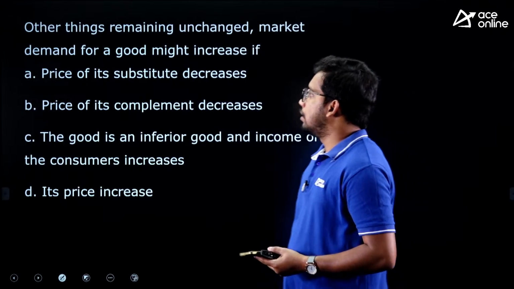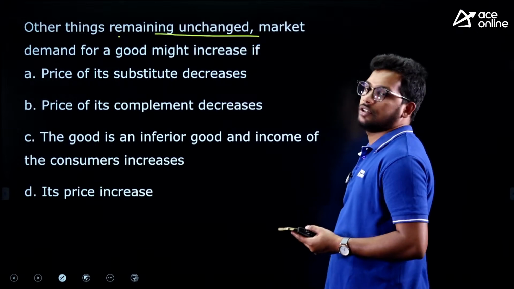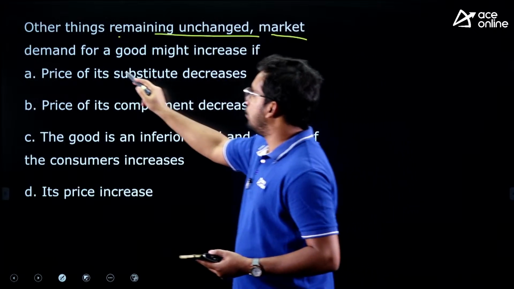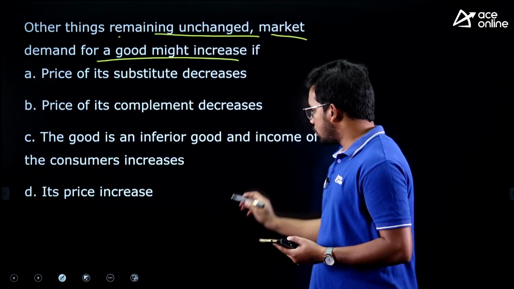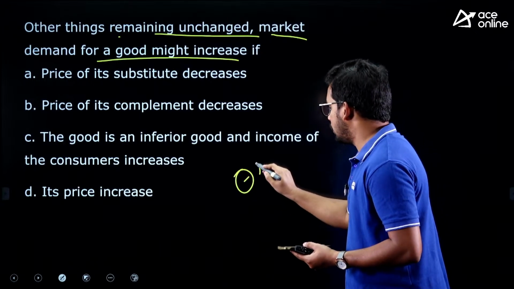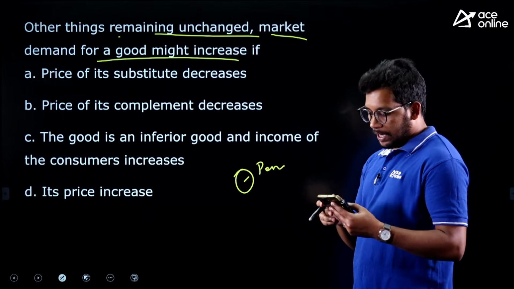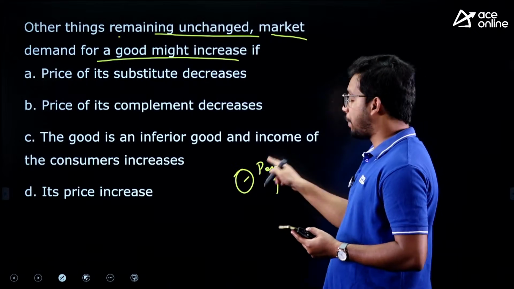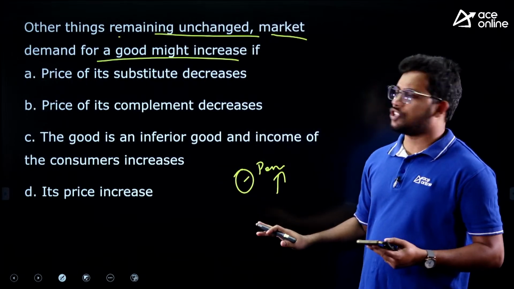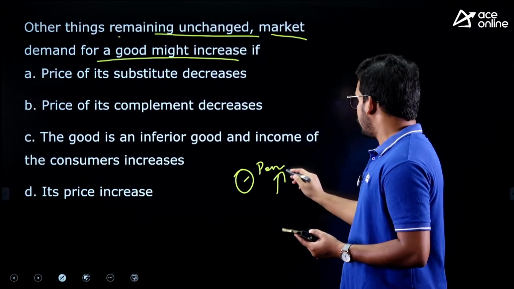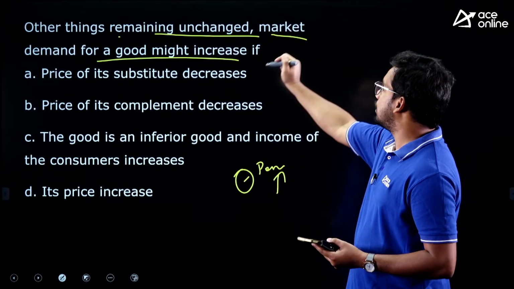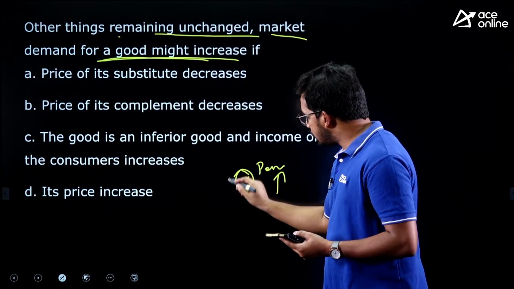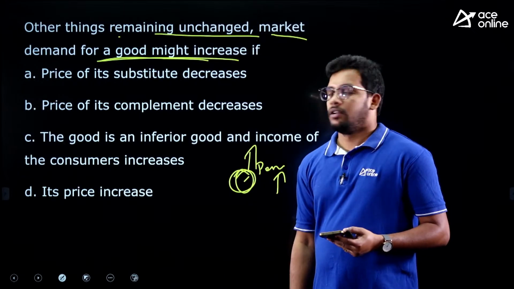Next question: other things remain unchanged, so there are no other external factors. Market demand for a good might increase. There is a good already in the market, for example, a pen. So when will the demand for this pen increase? They are saying other factors remain unchanged, so you only consider these four factors. The price of a good increases whenever the demand for the good increases. So they are asking when the demand for this pen will increase.